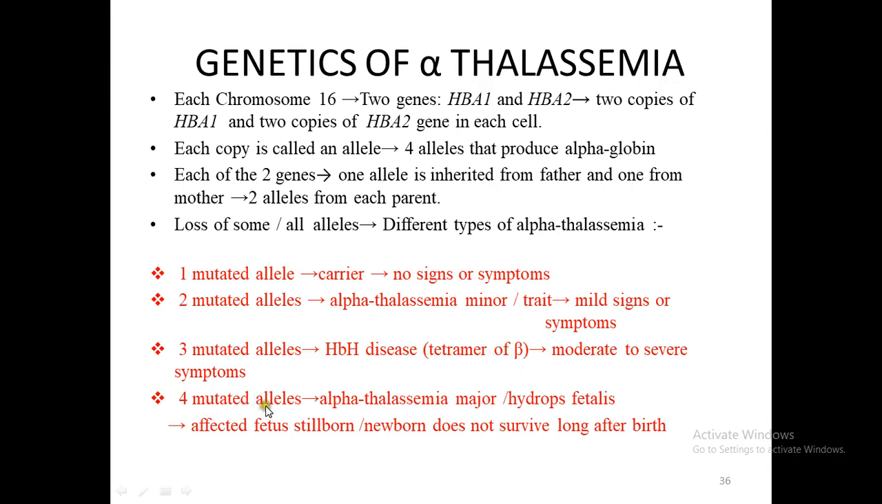A tetramer of beta globin chains will form, and this can lead to moderate to severe symptoms. If all the 4 alleles are mutated, then this is called alpha thalassemia major or hydrops fetalis, and this affects the fetus. The fetus is stillborn, or if he is able to be born as a living newborn, he is not going to survive too long after birth, because this type of 4 mutated alleles of alpha is totally incompatible with life.